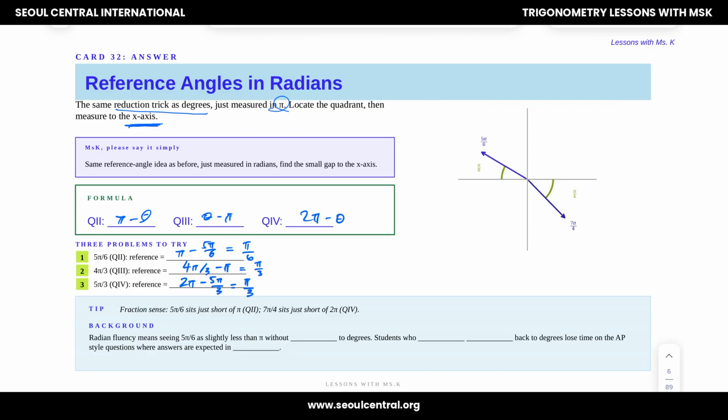One tip, for fraction sense, 5 pi over 6 sits just short of pi in quadrant 2, and 7 pi over 4 sits just short of 2 pi in quadrant 4. Background. Radian fluency means seeing 5 pi over 6 as slightly less than pi without converting to degrees. Students who translate everything back to degrees lose time on the AP-style questions where answers are expected in radians.